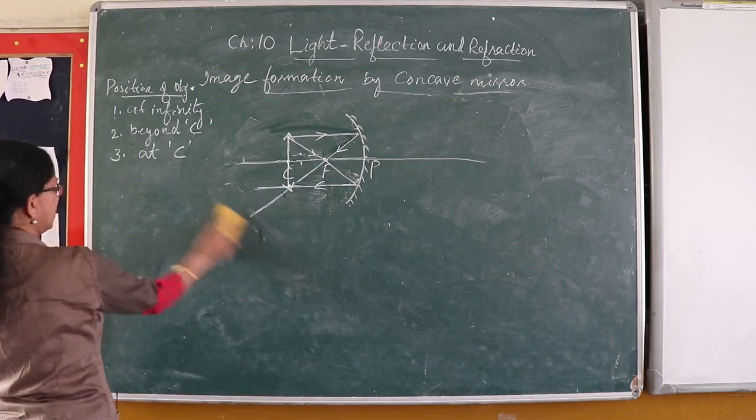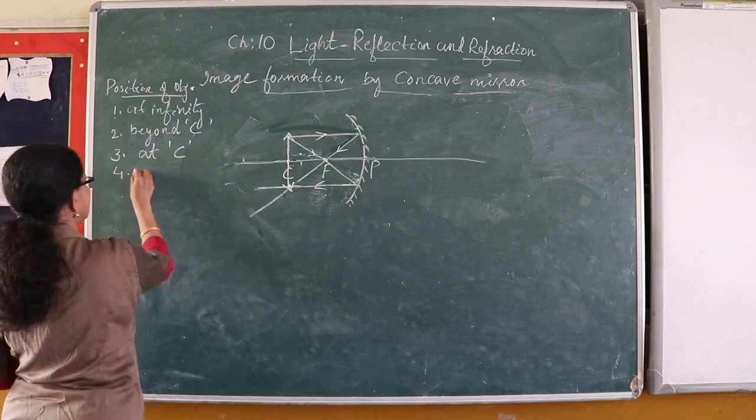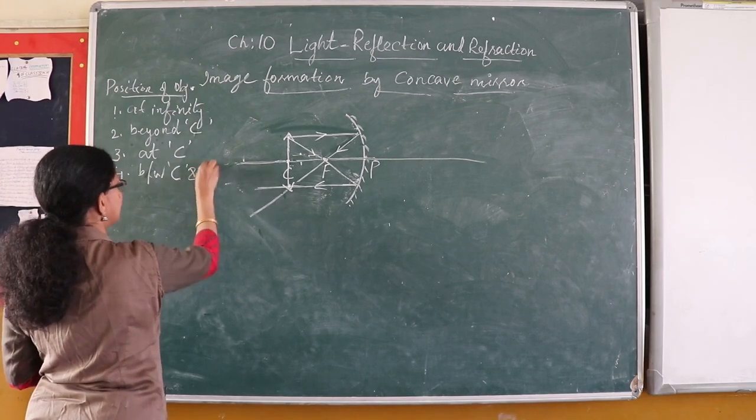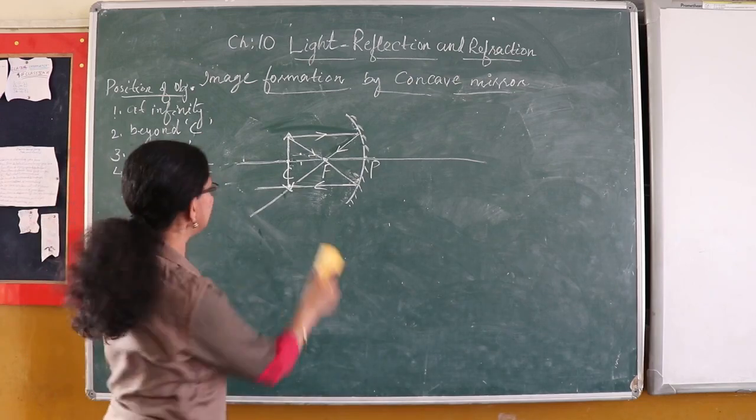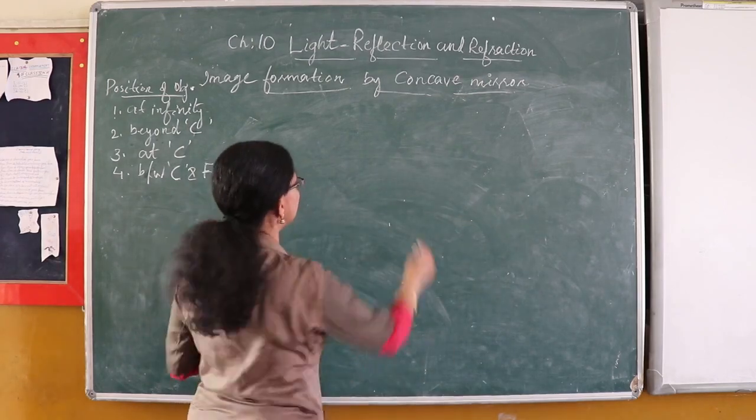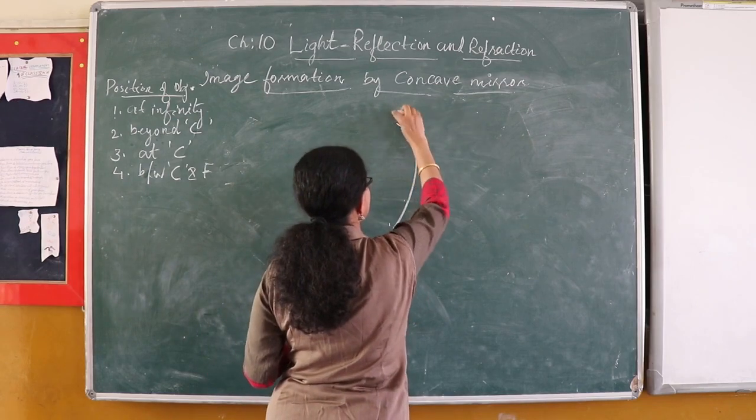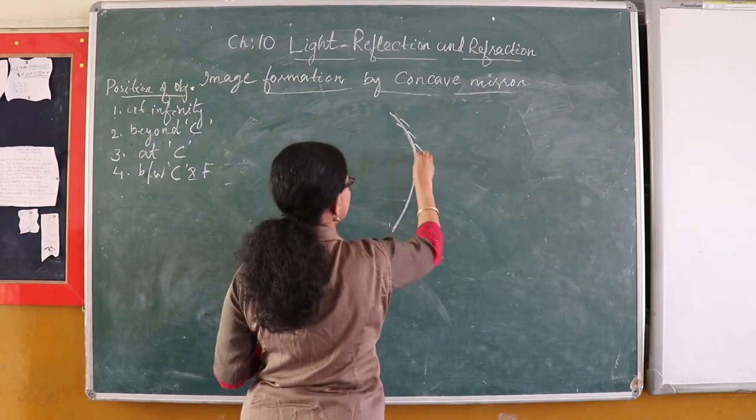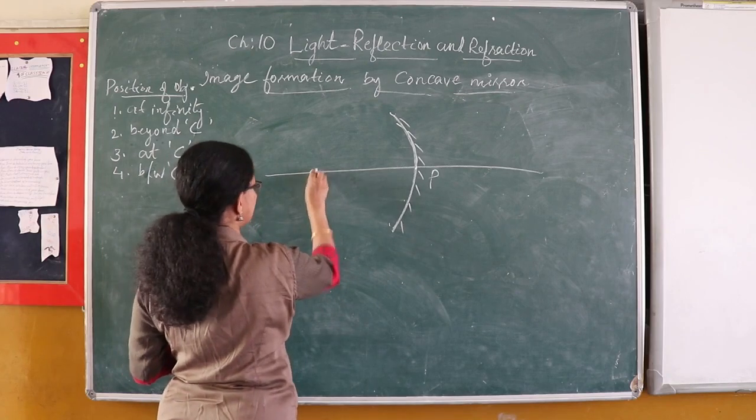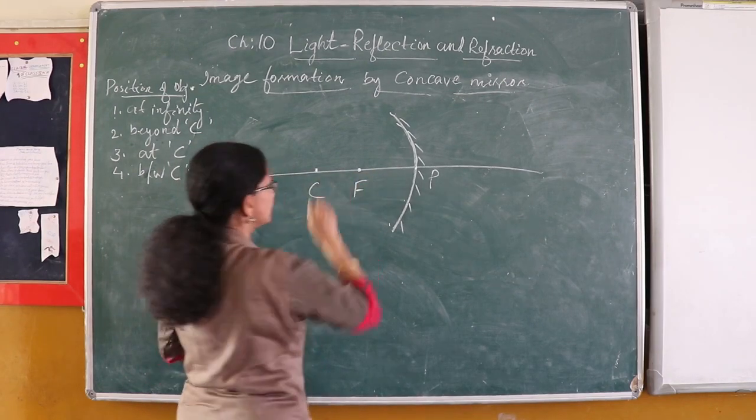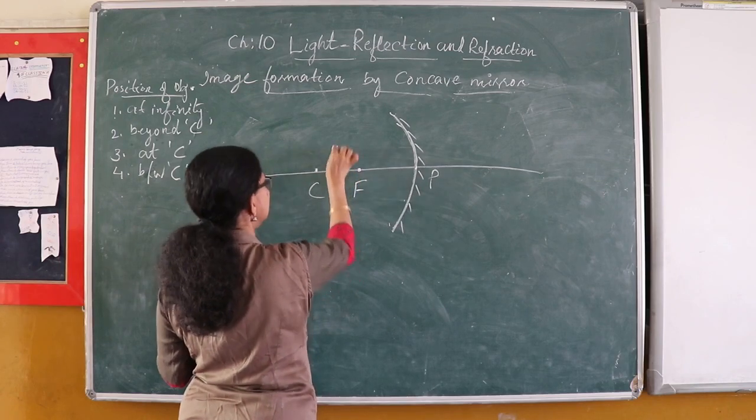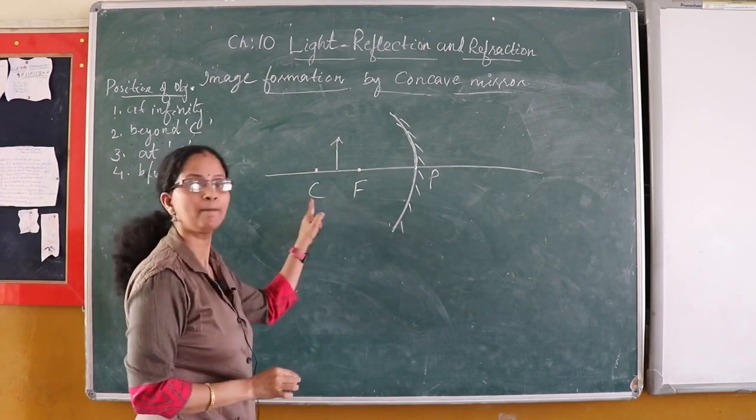Now the next situation is when the object is kept between C and F, the center of curvature and principal focus. Now we can see how the image is formed in this case. Here is the concave mirror, the principal axis P, the center of curvature C and the principal focus F. Here we are keeping the object between C and F.